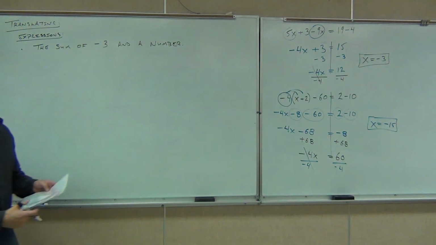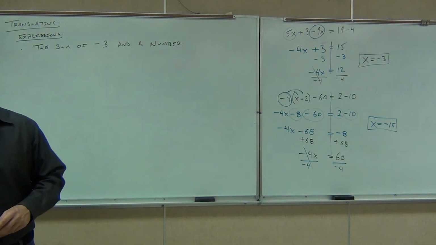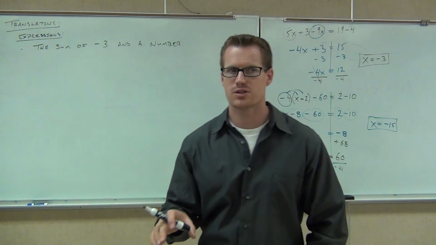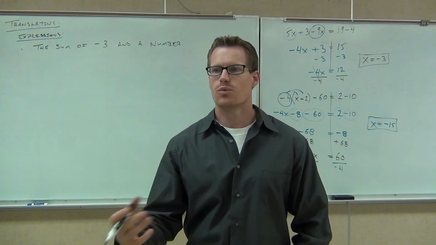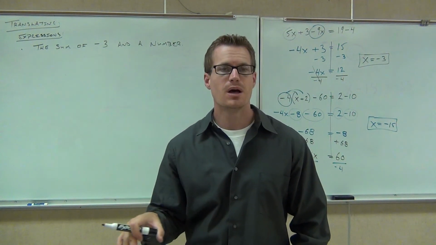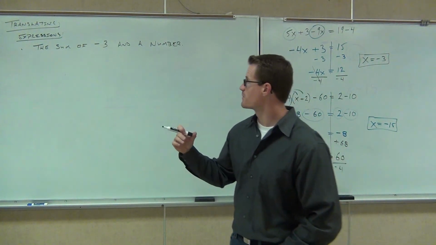So, the sum of -3 and a number. The sum of -3 and a number. The first thing we're doing, I think I taught this to you before in this class, we're going to identify any words up here that mean math, we'll underline them, and we'll put the actual symbols for them. So we're going through our question here. The sum of -3 and a number.